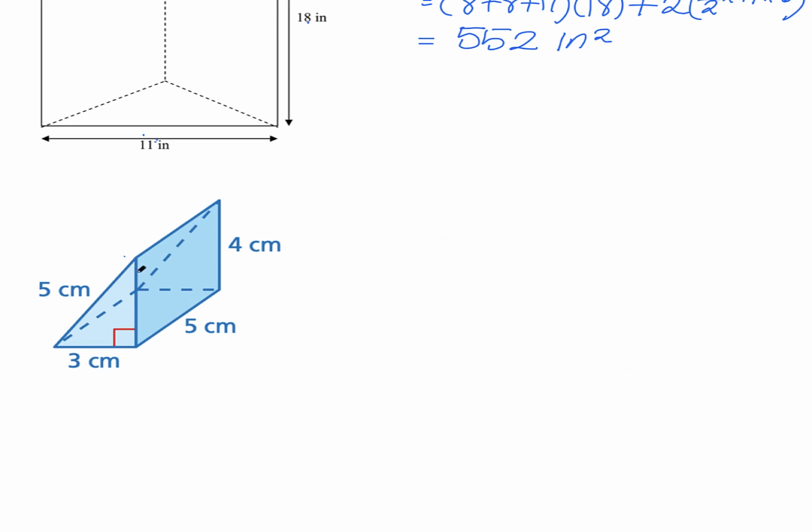So I have another right prism here. Let's find a volume. Remember, volume is B times H. Remember that big B means that you're finding the area of your base. Your base is right here. This is your base.